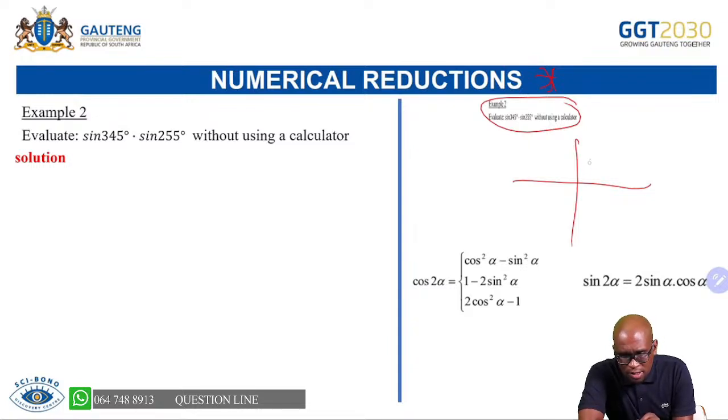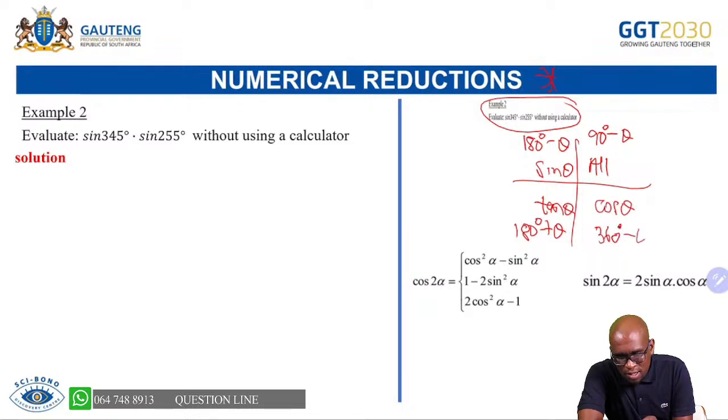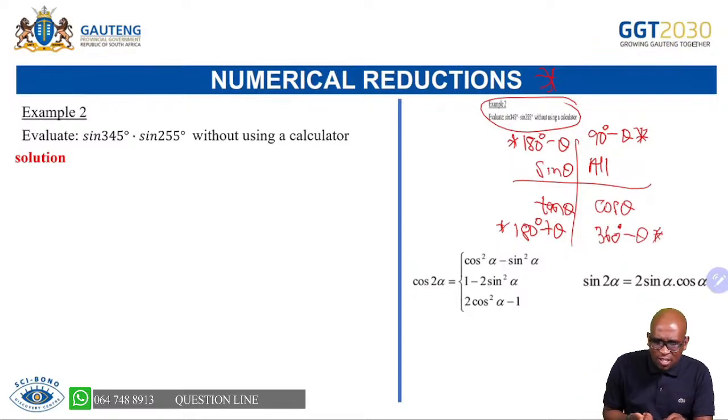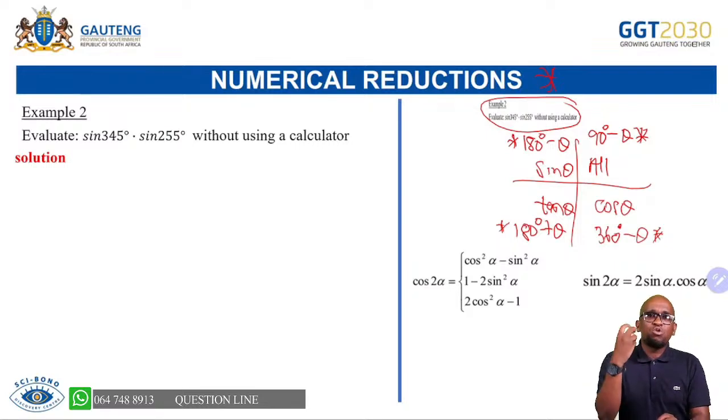We have that this is all, 90 minus theta. This is the sine of theta. This is 180 minus theta. This is the tangent of theta. This is 180 degrees plus theta, and this is the cosine of theta. This is 360 degrees minus theta. What I am going to be highlighting there with an asterisk are what I refer to as the reduction instructions. So once you've located the quadrant where the angle is, you need to apply the reduction instruction in that particular quadrant.